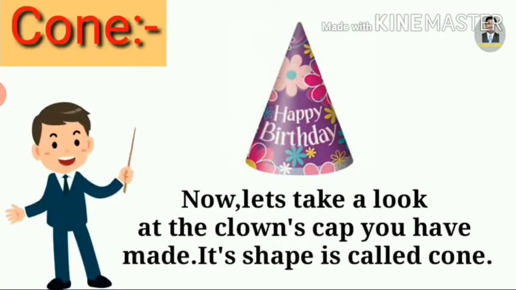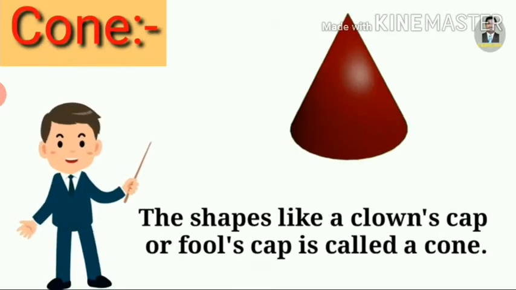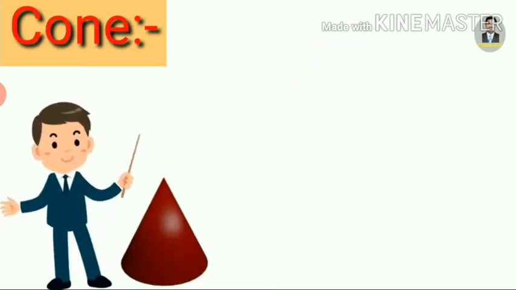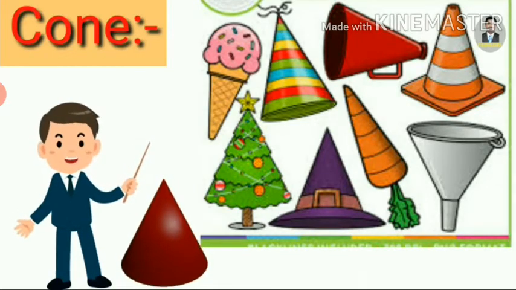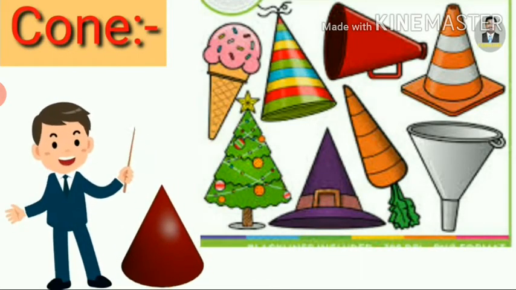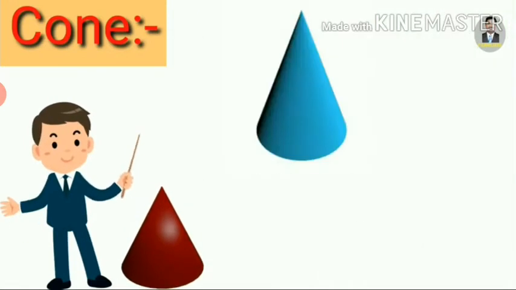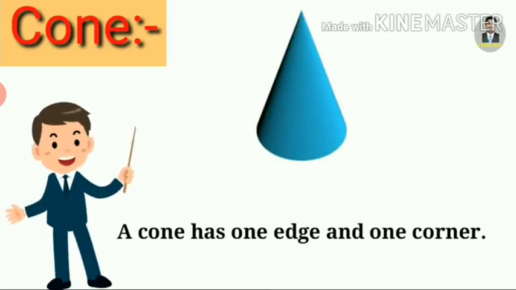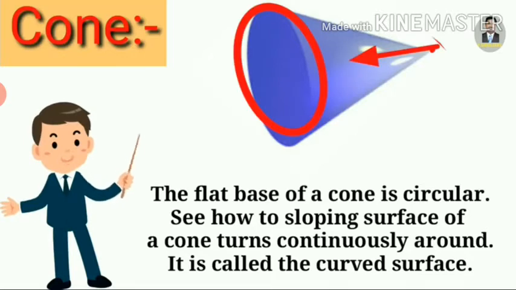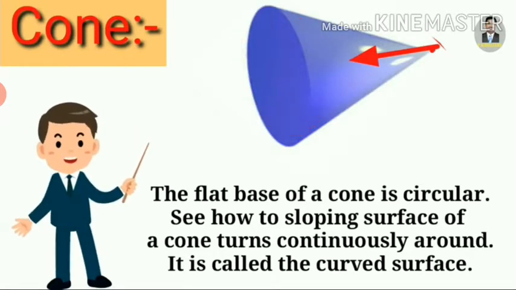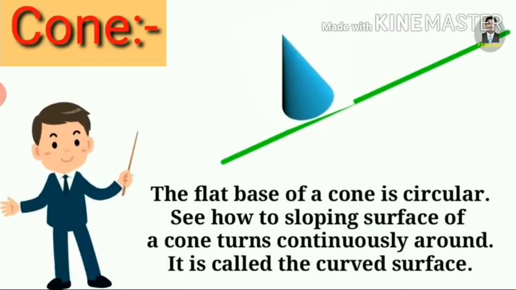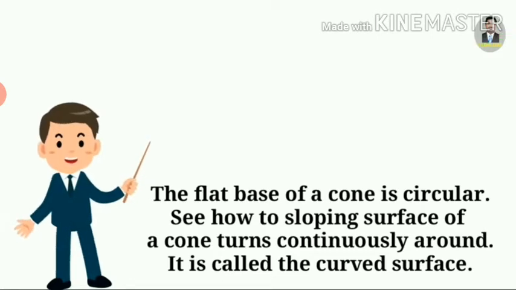Cone. Now let's take a look at the clown's cap you have made. Its shape is called a cone. The shapes like a clown cap or fool's cap are called a cone. Here you can see examples of cone shape: ice cream cone, birthday cap, Christmas trees. A cone has one edge and one corner. A flat base of a cone is circular. See how the sloping surface of a cone turns continuously around. It is called the curved surface.